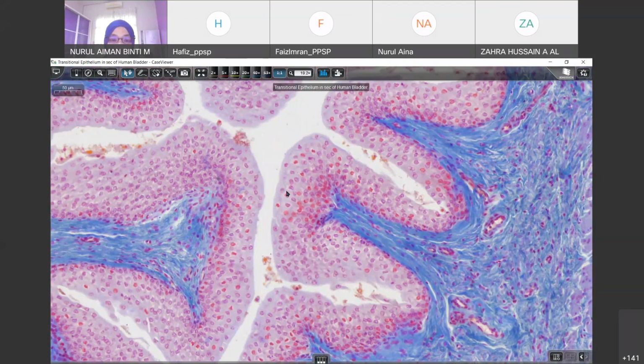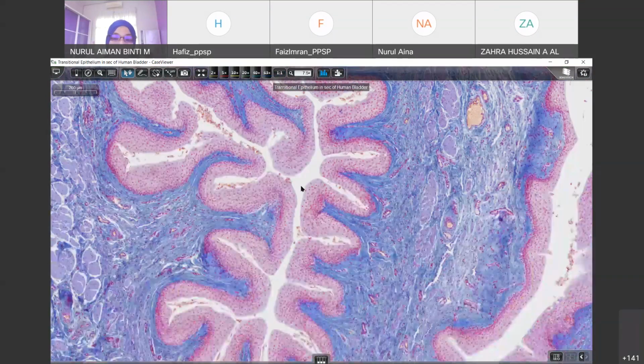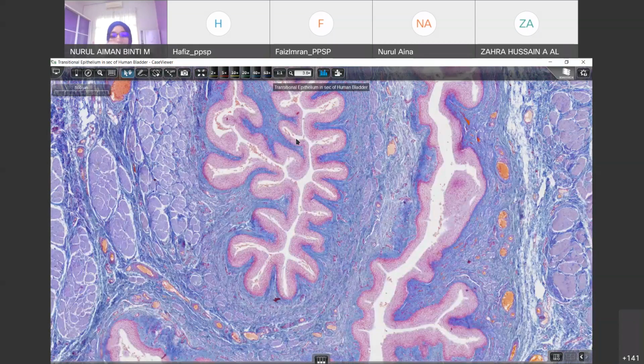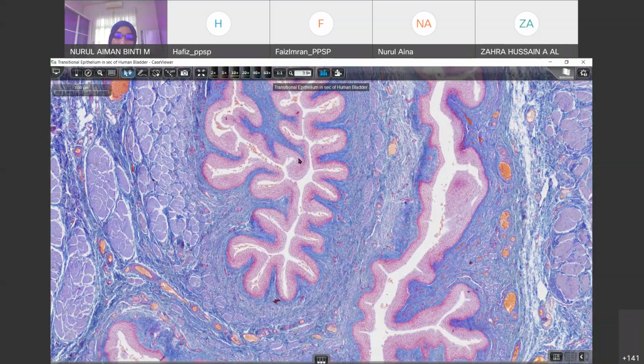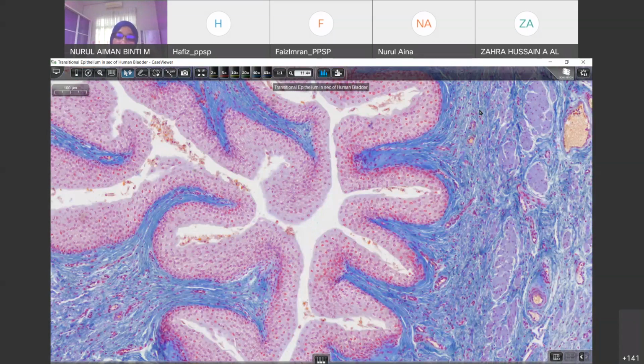If you look at the surface here, there is no urine inside, because when there is urine, the internal surface of the urinary bladder will appear bulging. Because we want to prepare the tissue to fit into the slide, we have to remove the urine. You can see the internal surface of the urinary bladder, where there is stratification, and this is the basal lamina.